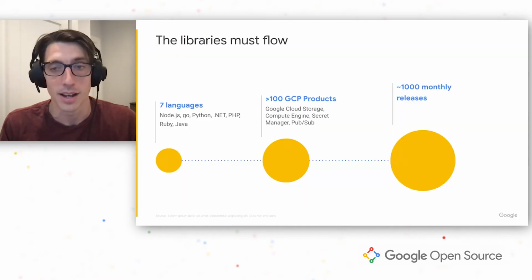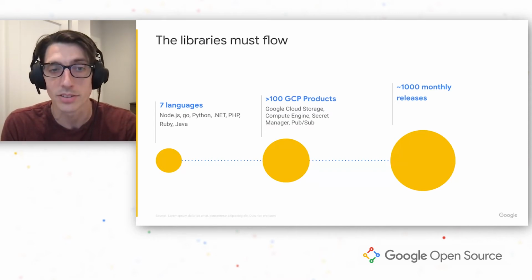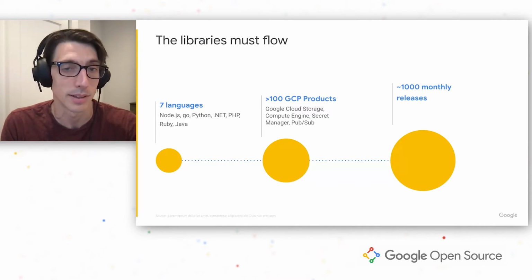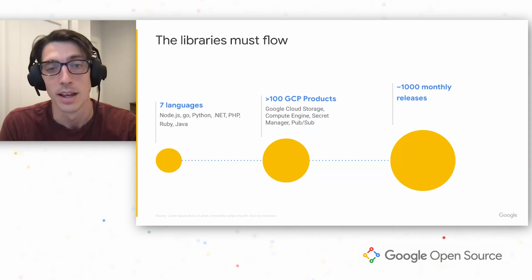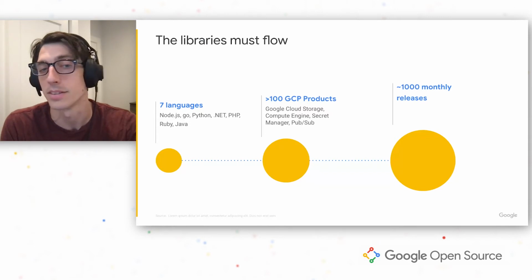We have to release a lot of client libraries. My team supports 7 languages: Node.js, Go, Python, .NET, PHP, Ruby, and Java. And each of these languages has their own client libraries they have to release. The client libraries we're releasing are in support of 100 GCP products. These include products such as Cloud Storage, Compute Engine, Secret Manager, PubSub.